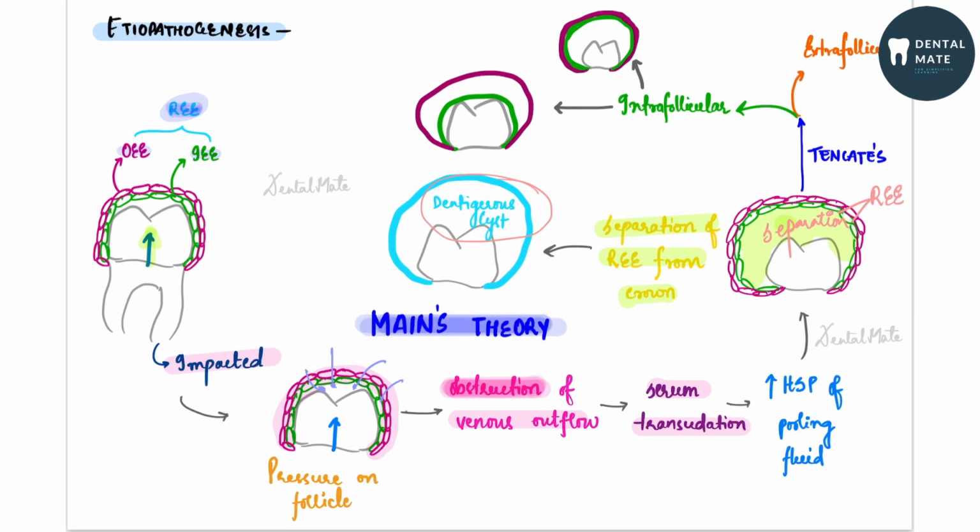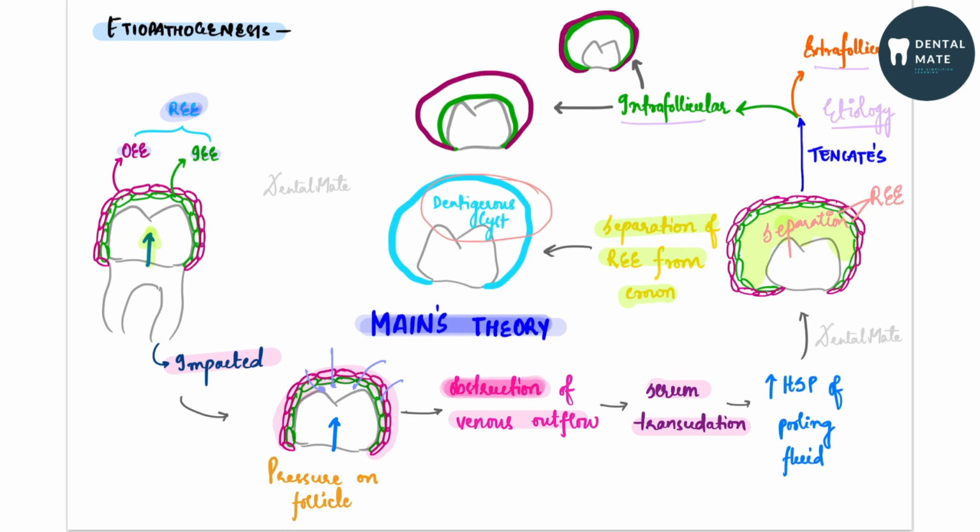Now, Tenkates has classified dentigerous cyst based on etiology into three different types. What is it? First, they are classified into intrafollicular and extrafollicular type. This intrafollicular and extrafollicular type are again classified into two types. The exact etiology of the extrafollicular type of dentigerous cyst is not known. Now, the intrafollicular type is reclassified into two types.